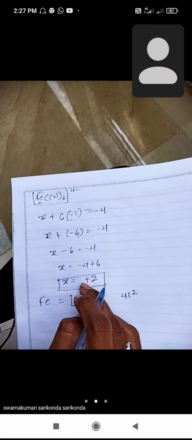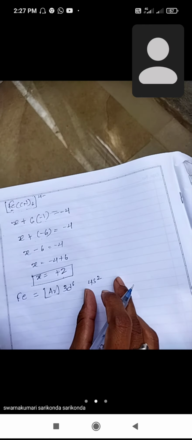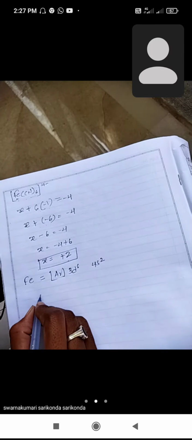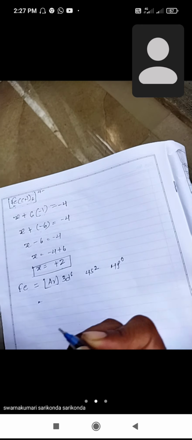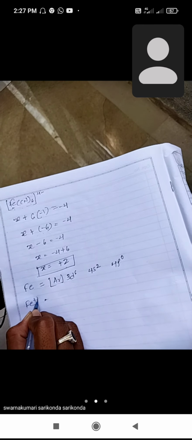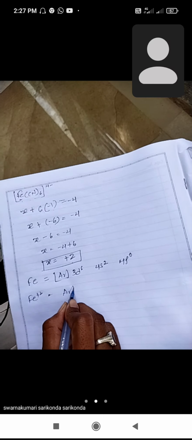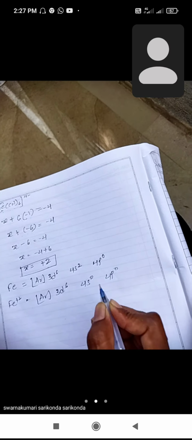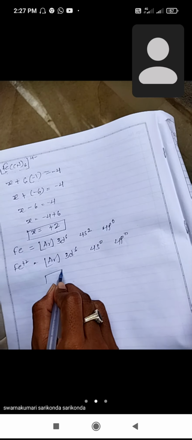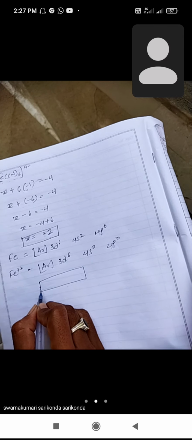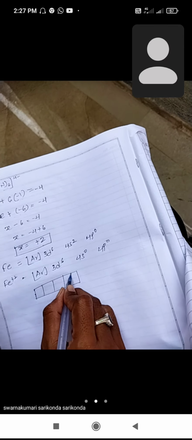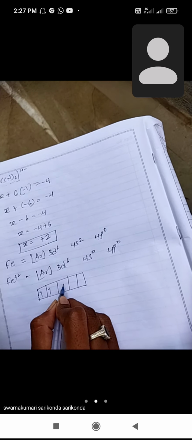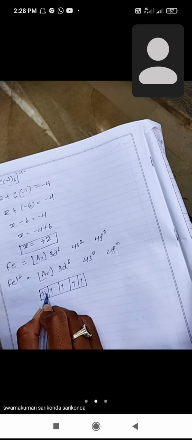Two electrons are lost from the last shell of the iron. Here we consider 4p0. So the electronic configuration of Fe plus 2 is Ar 3d6 4s0 4p0. Here 6 electrons are there in the d orbitals.